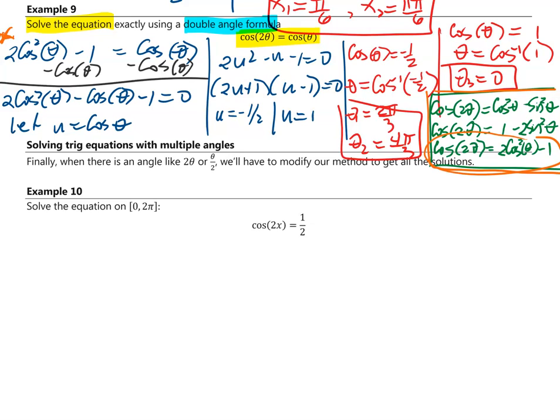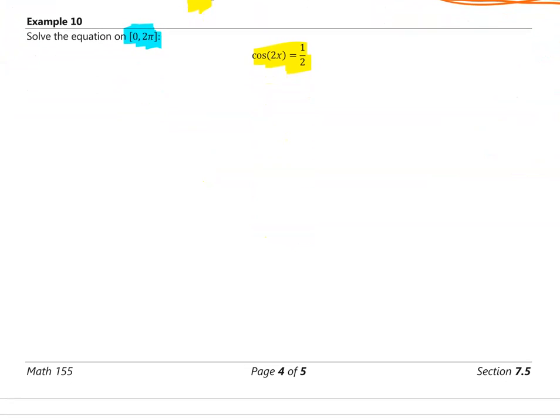Next, solving trig equations with multiple angles. So finally, when there is an angle like 2 theta or pi theta over 2, we'll have to modify our method to get the solutions. So let's say example number 10: solve the equation on the interval from 0 to 2 pi given cosine 2x is equal to 1/2. That is example number 10.